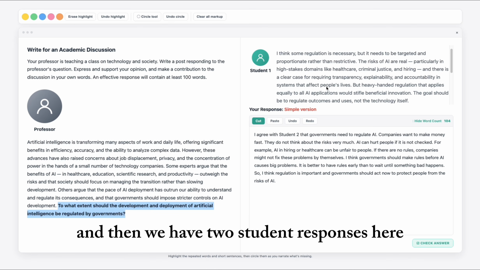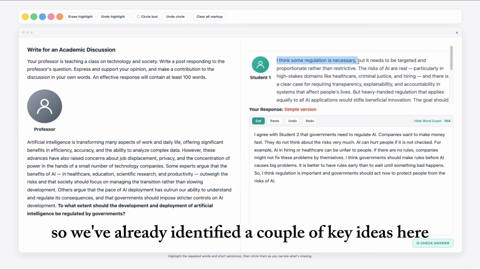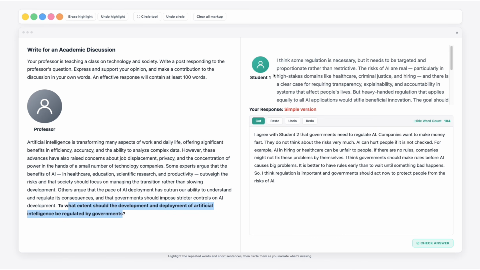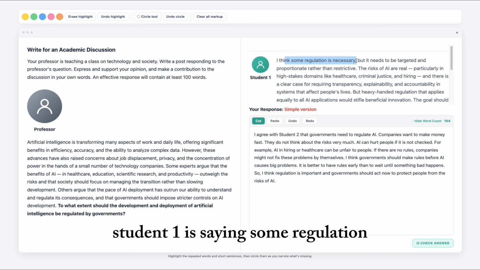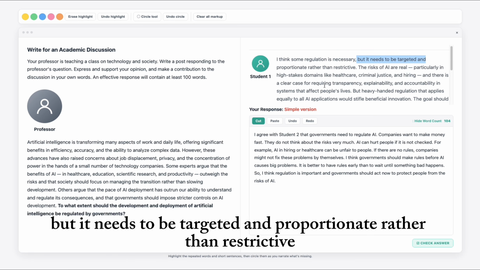And then we have two student responses here. So student one says, I think some regulation is necessary. So we've already identified a couple of key ideas here. How much regulation should we have of AI? Student one is saying some regulation, but it needs to be targeted and proportionate rather than restrictive.